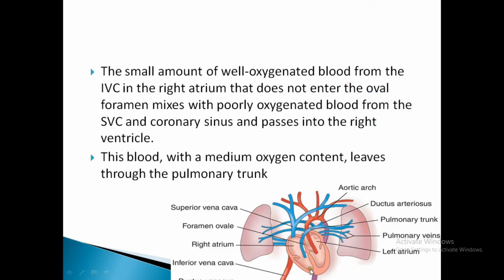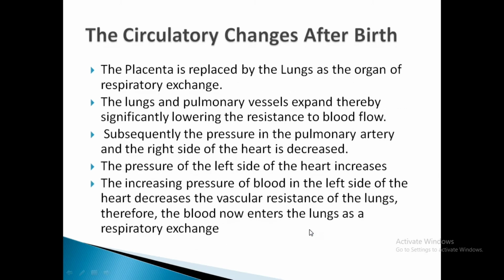Now, what are the circulatory changes which occur after birth? The placenta is replaced by lungs as the organ of respiratory exchange. Up till birth, it is basically the placenta which is responsible for the respiratory exchange. But once the birth occurs, the lungs are fully matured and are responsible for the respiratory exchange.